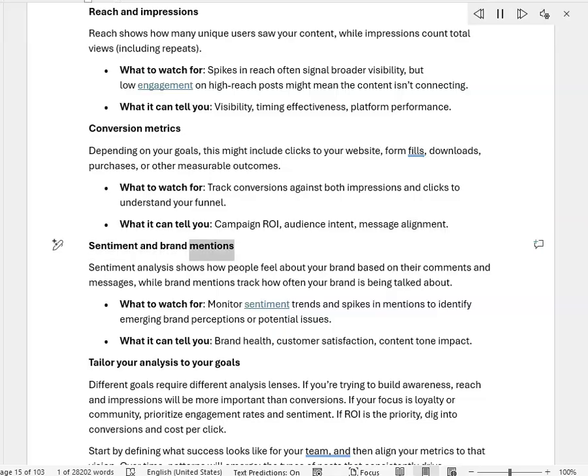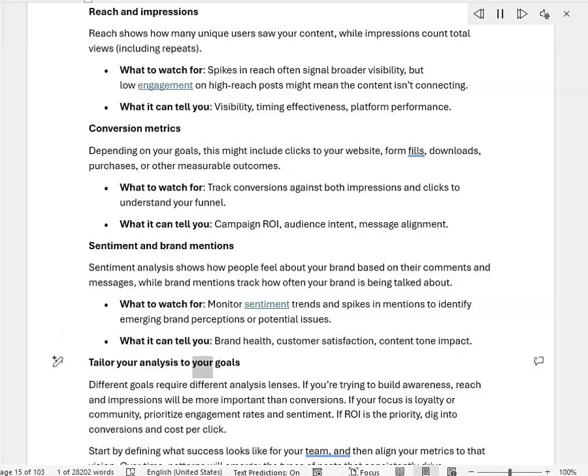Sentiment and brand mentions. Sentiment analysis shows how people feel about your brand based on their comments and messages, while brand mentions track how often your brand is being talked about. What to watch for: monitor sentiment trends and spikes in mentions to identify emerging brand perceptions or potential issues. What it can tell you: brand health, customer satisfaction, content tone impact.